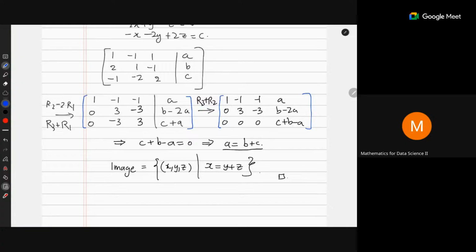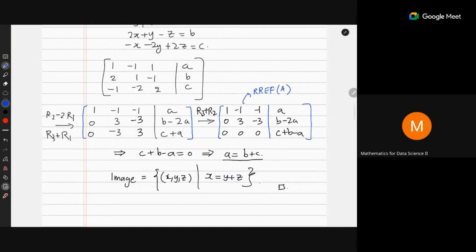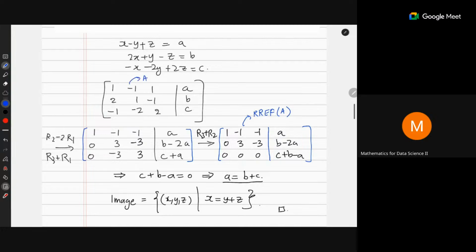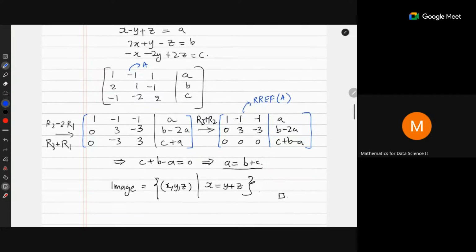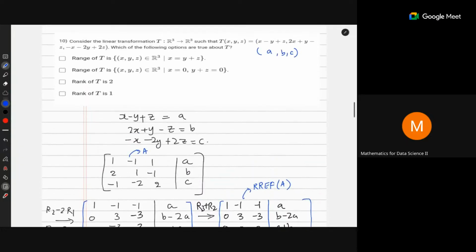Now you can see that it is coming out to be 0 because it has nullity. This is nothing but the RREF form of the corresponding matrix A. This is my coefficient matrix A, and this is the RREF of A. You can see that the nullity is non-trivial. Whenever nullity is non-trivial, you know it is not an injective map, so the range could not be the whole space of R3. So this is clear to you.